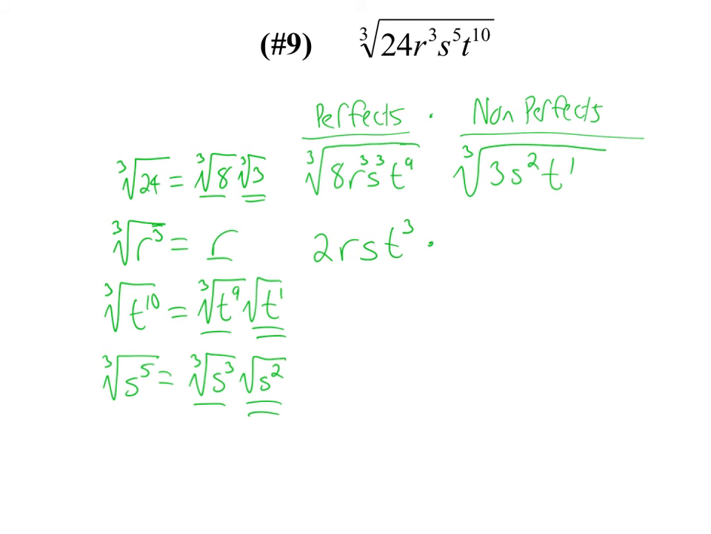And then we do times the cube root of whatever's left over, which does not have perfects that go into it. So we have 3s squared t. And this is going to be our final answer.